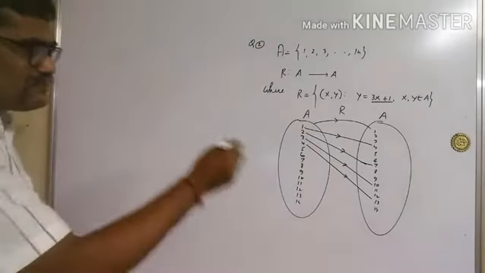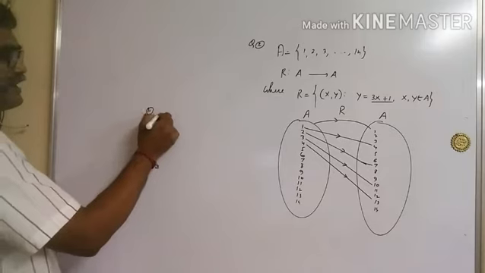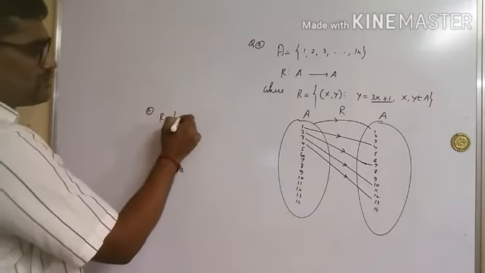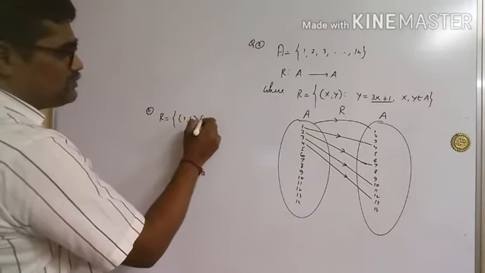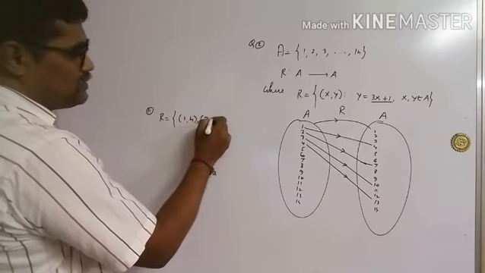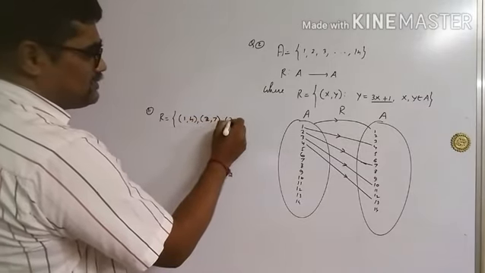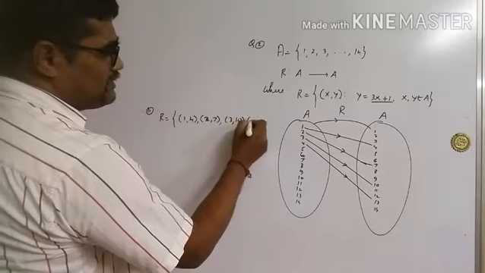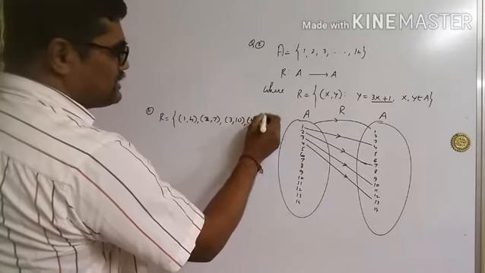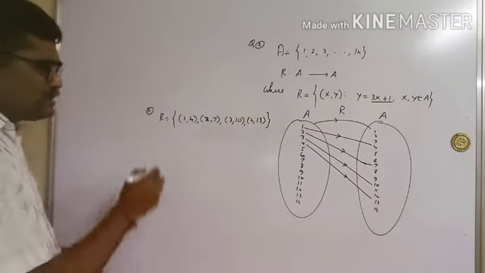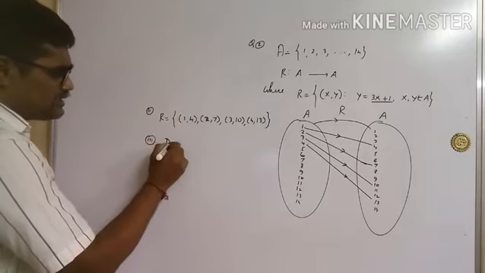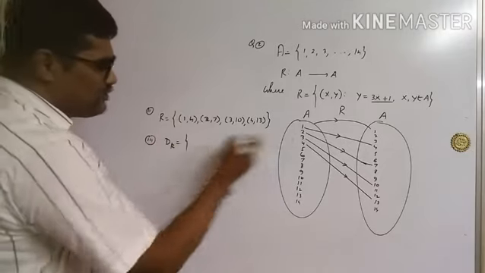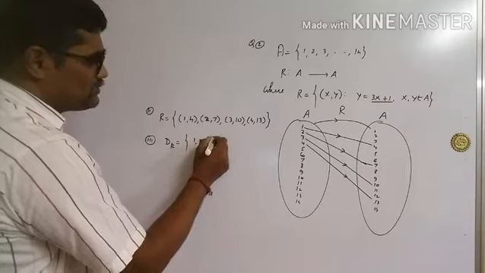So that's the figure. And then number 2, if I ask you to write in the roster form, what is the roster form? (1, 4), then (2, 7), then (3, 10), and then (4, 13). That's it, right? And then if I ask you about writing the domain, what is the domain? Only these elements: 1, 2, 3, 4.